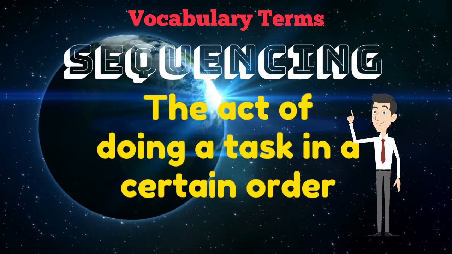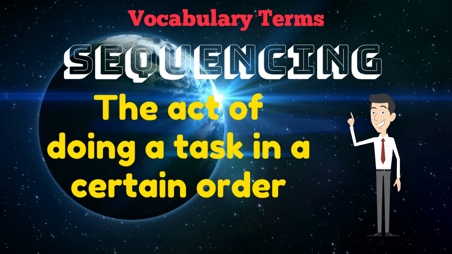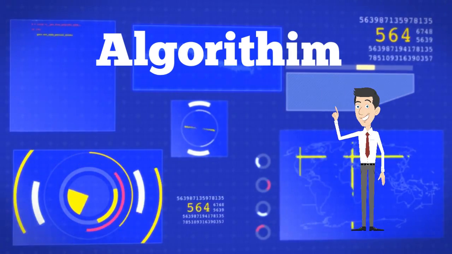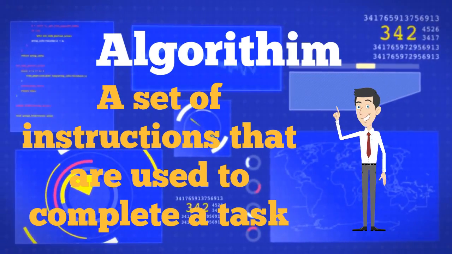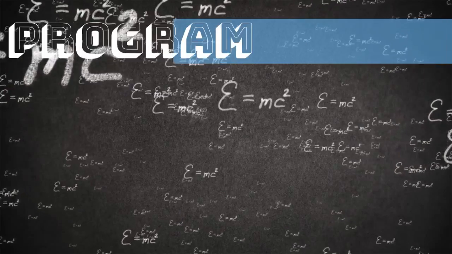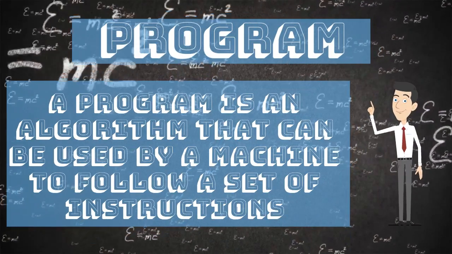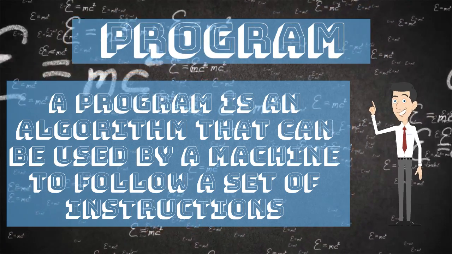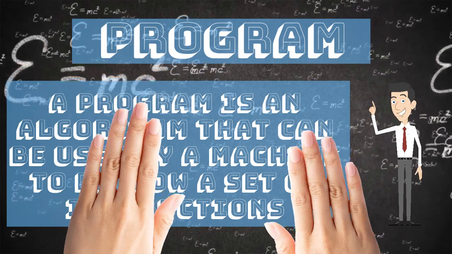You could explain sequencing as the steps you take to brush your teeth. An algorithm can be explained as the steps you would write down to brush your teeth. An example of a program could be if you gave those written instructions to a robot, he could use those instructions to brush his teeth.